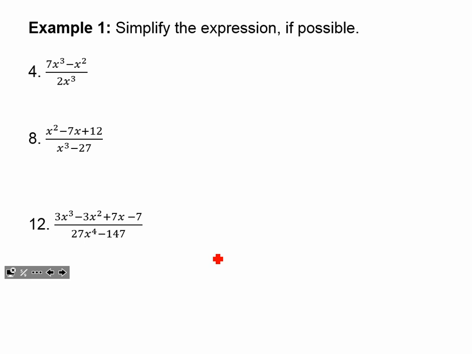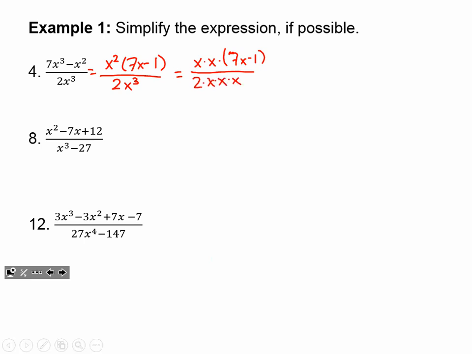For number 4, in the numerator, I can take a GCF of x squared out, and I'll be left with 7x minus 1. And the denominator is already just multiplication. It's 2 times x times x times x. They're kind of tough to see because they're not part of parentheses, and we're so used to seeing factors that way. But in the numerator, it's really x times the quantity 7x minus 1, and in my denominator, it's 2 times x times x times x.